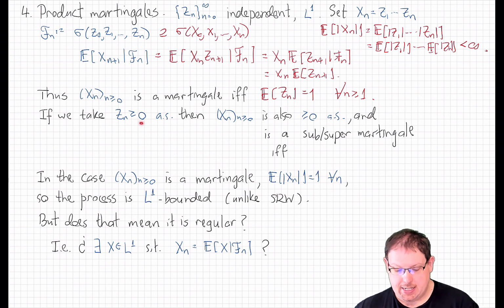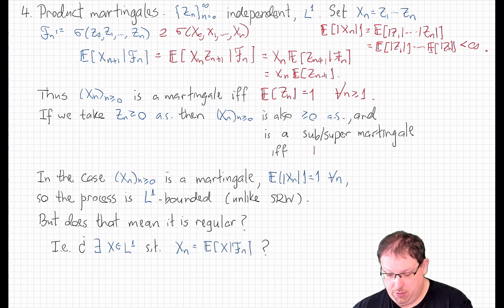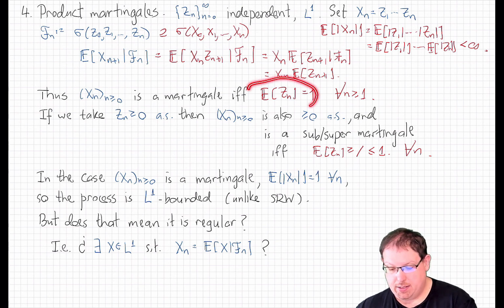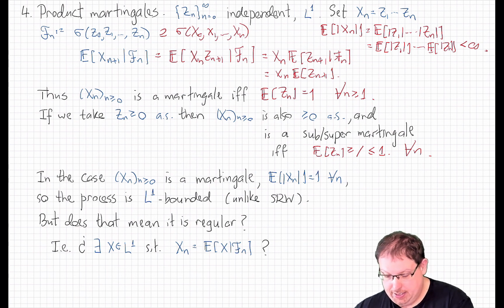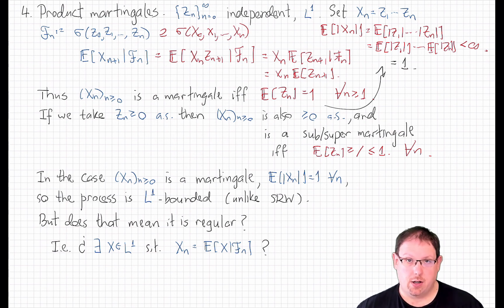If we take the terms Z_n to be almost surely non-negative random variables, then we find that X_n, the progressive product of them, is also non-negative almost surely, and it is a martingale if and only if the expected value of Z_n is 1, a sub-martingale if and only if the expected value of Z_n is always greater than or equal to 1, and a super martingale if and only if it's always less than or equal to 1. So if we want these to be martingales, this expected value has to be 1, and in the case where the Z_n's are assumed to be positive like this, that means that the expectation of this product will also always be 1. So in particular, we get that these processes are L1 bounded.